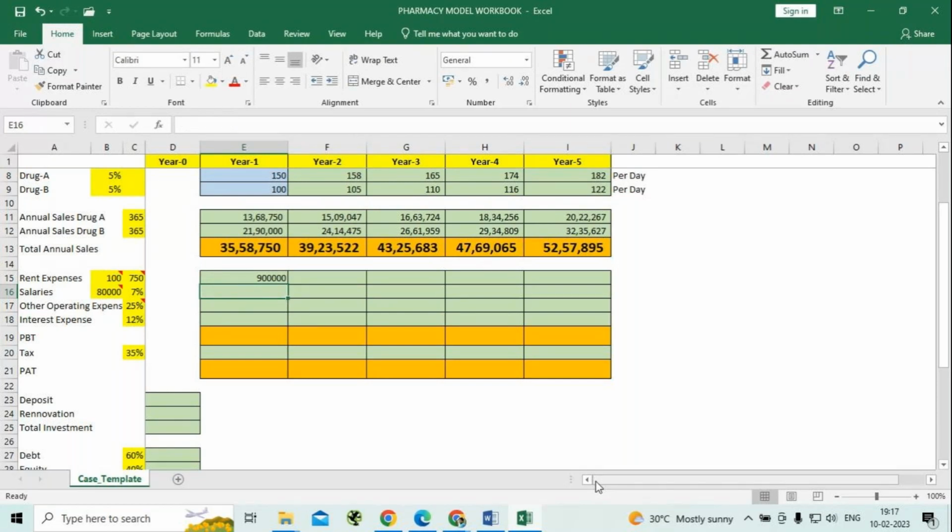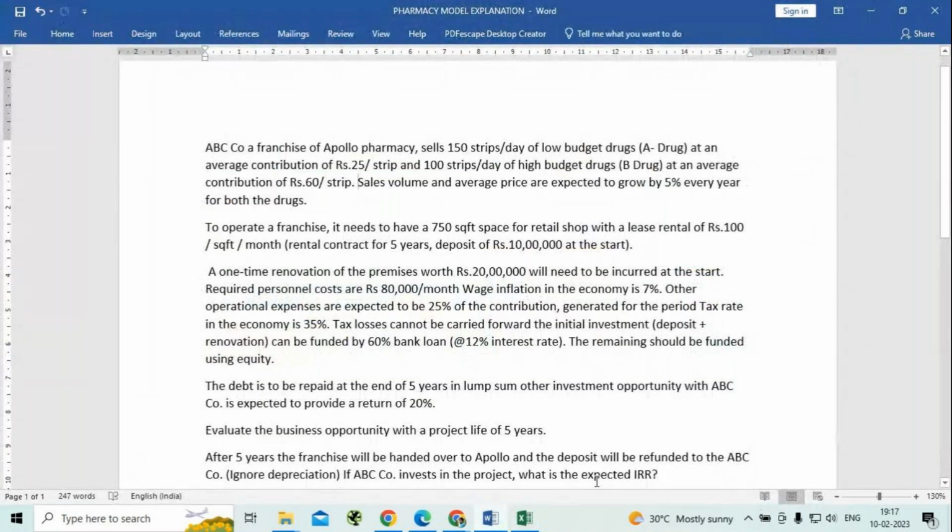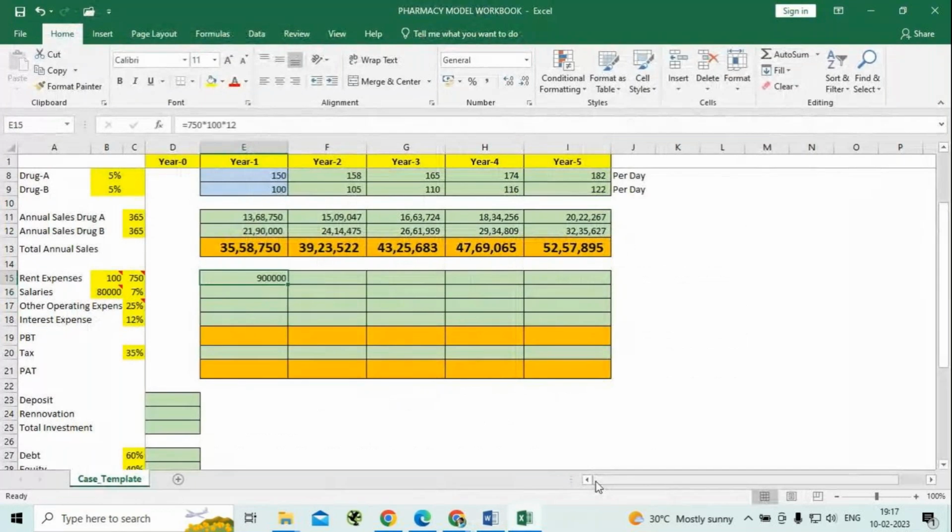So let us see if there is any increase of the rental amount. We don't find anything related to a rental increase. So it remains the same for all the years. So I'll take the previous year value and drag it.